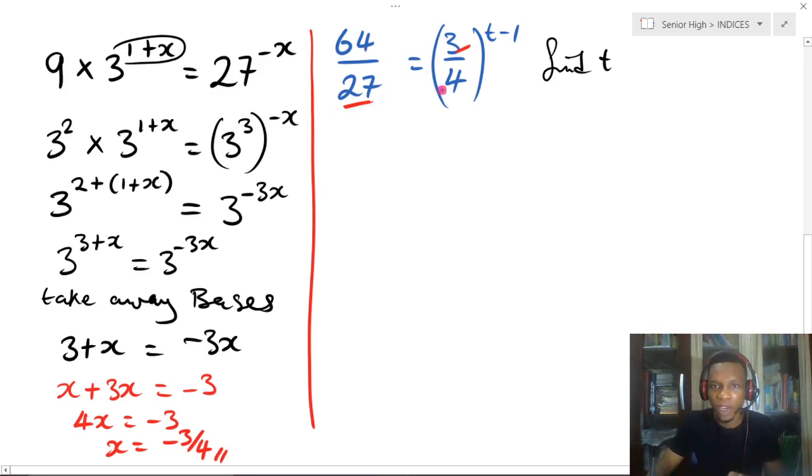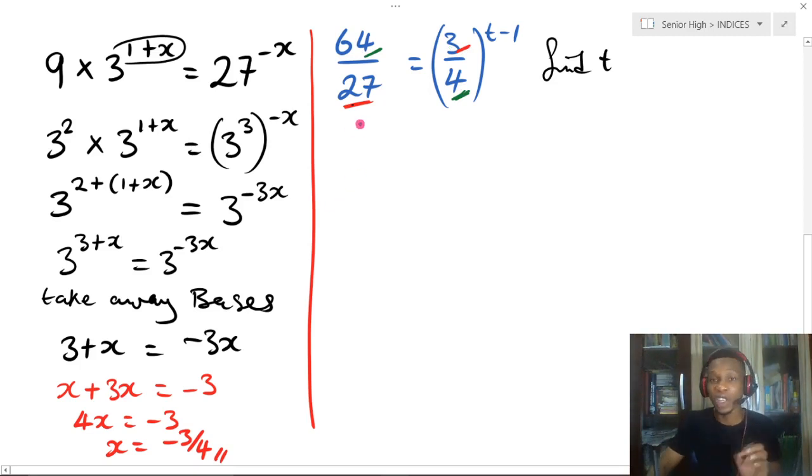What about 64 and 4? Yes, 4 can be written. 4 is a common base of 64 also, because 64 can be written as 4 raised to the power of what? 4 raised to the power of 3. 27 can be written as what? 3 raised to the power of 3. These and these are common bases. So our job is to do what? Write everything in their common base.